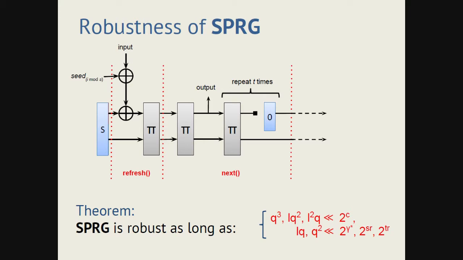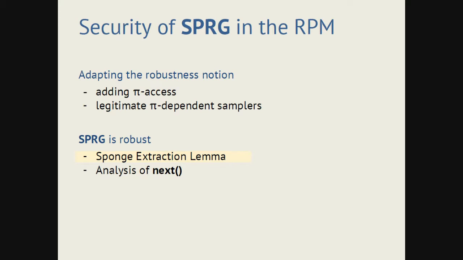So C and R are parameters of the sponge. S and T are the number of seeds and the number of repetitions, respectively. And gamma star is a threshold that is used to evaluate whether enough entropy has been processed already. This is part of the robustness notion, as I told you. I will state the obvious. These bounds are very much simplified, and you can find the actual ones in the paper. So I will not talk about the whole proof of this statement. I'll just give you a sketch of two building blocks of it that we believe are of independent interest.